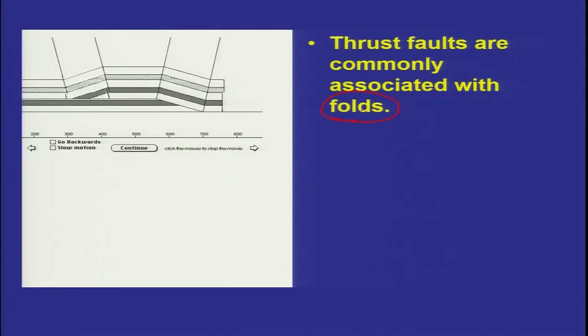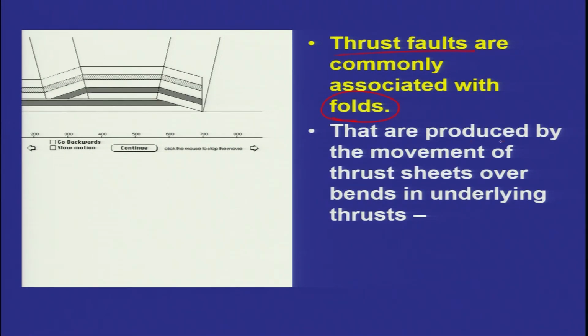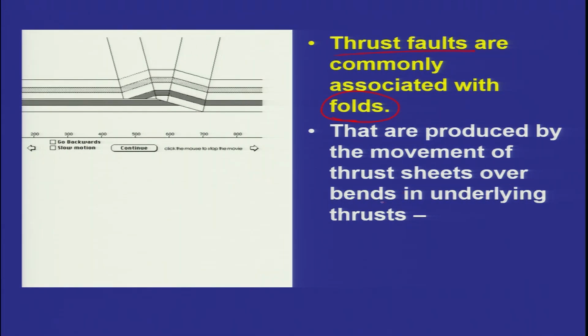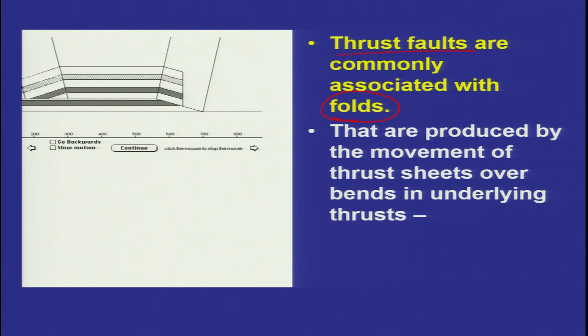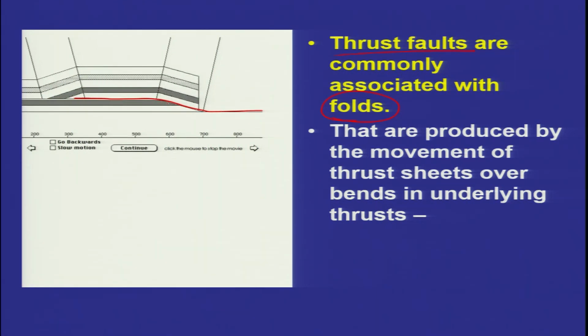Thrust faults are commonly associated with folds. You will find the associated deformation will be your folding. So, you have the folding which has been taking place along the thrust faults, produced by the movement of thrust sheets over bends in underlying thrusts. Overall you will put this whole portion as thrust, but what we see is the folds are developed along the bends.